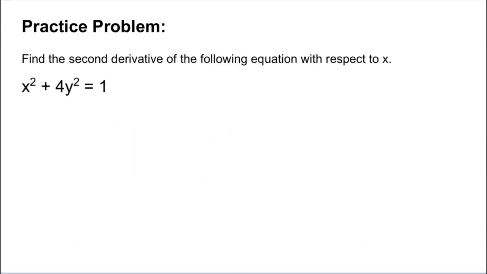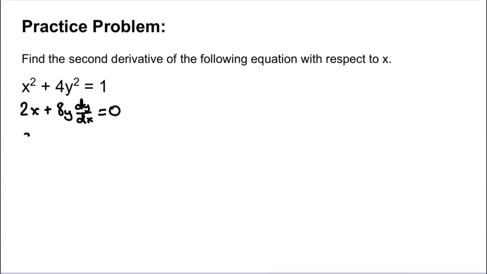Here, we're asked to find the second derivative of the following equation with respect to x. So we're going to go through the same process of finding the first derivative, and then once we have that, we're going to see what we do to find the second derivative. So let's get started. We have x squared, the derivative of that is 2x. The derivative of 4y squared is going to be 8y dy dx. And the derivative of any constant is 0. Let's isolate for dy dx.